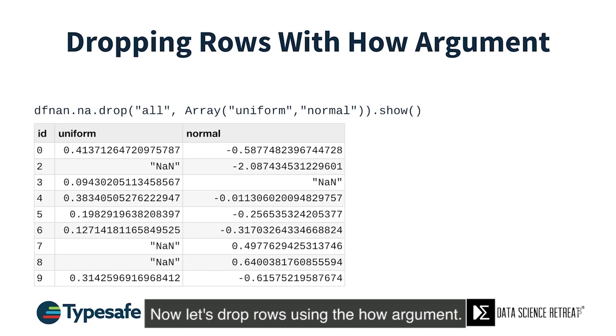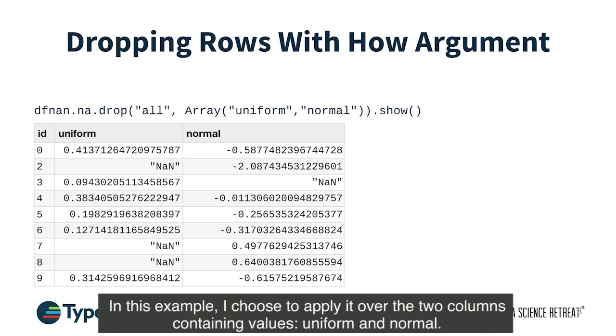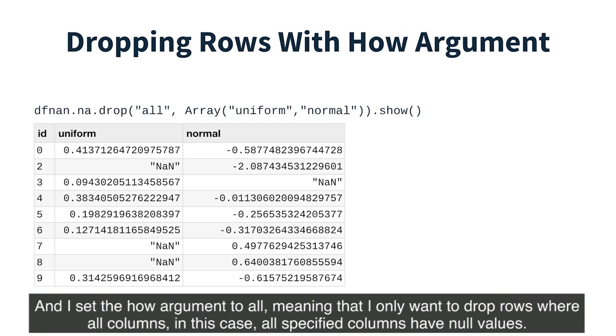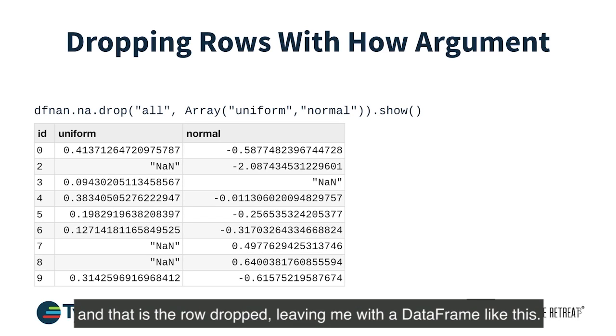Now let's drop rows using the how argument. I will also specify a subset of columns over which this criteria is going to be applied. In this example, I choose to apply it over the 2 columns containing values, uniform and normal. And I set the how argument to all, meaning that I only want to drop rows where all columns, in this case all specified columns, have null values. So the only row with both uniform and normal columns containing null values is the row with ID 1. And that is the row dropped, leaving me with a data frame like this.